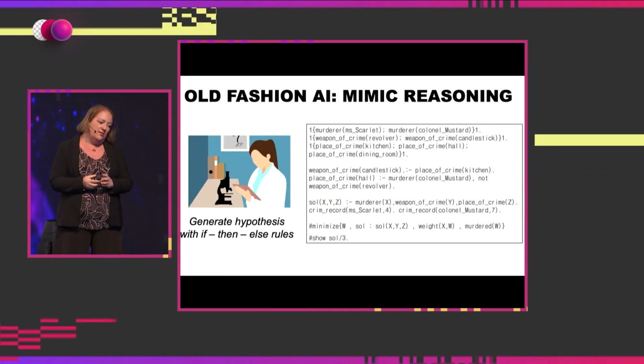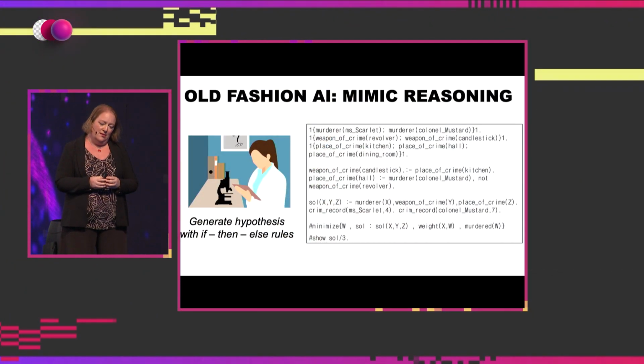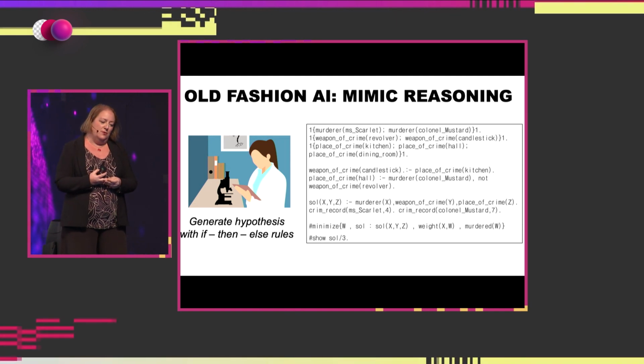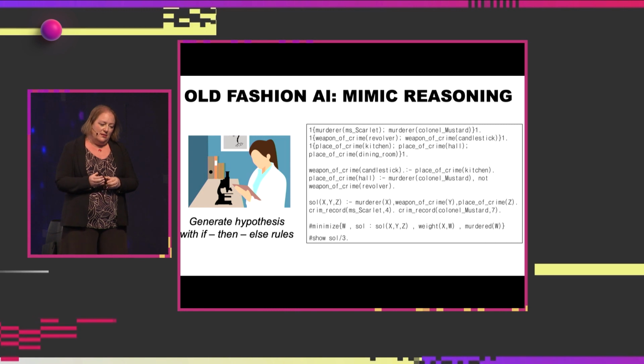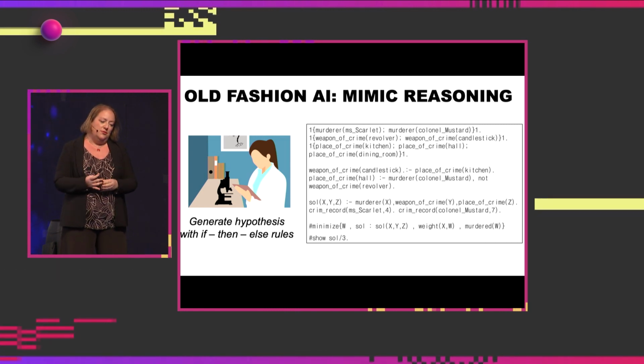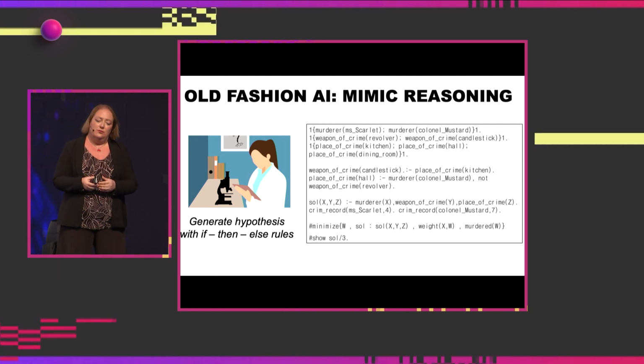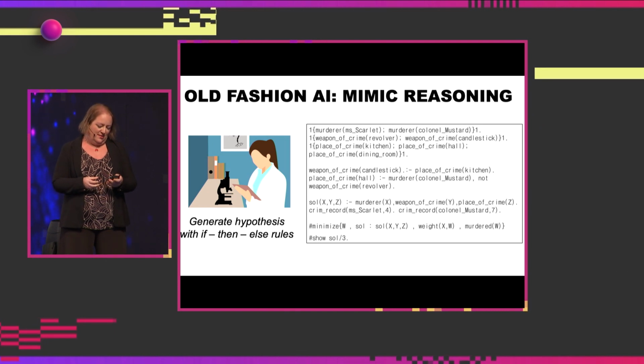So this is a new problem. It's a new computer science problem. It's not that easy to solve. And what we did with several colleagues was to use what we call old-fashioned artificial intelligence, which is something allowing to mimic reasoning process. So the small program that you can see here is nothing else than encoding rules as if-then-else rules.